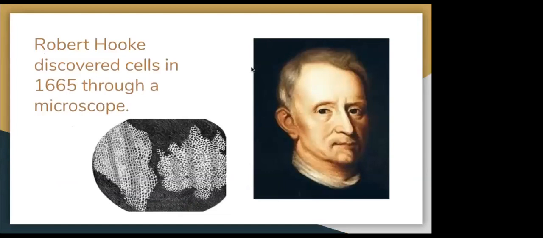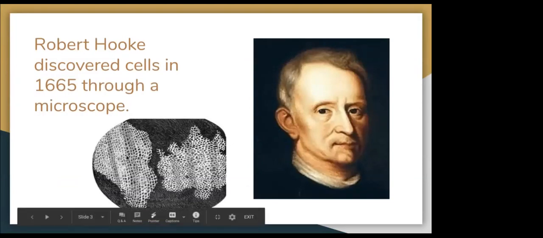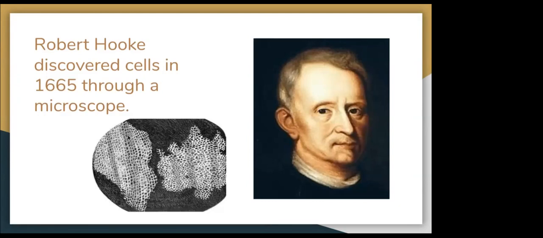Robert Hooke discovered cells in 1665. He took a slide of a piece of cork, which is a type of plant. He put it under a microscope, one of the first microscopes, and saw this. He couldn't see really close up, but he could see enough to see that these plants were made up of these little compartments, boxes and circles.